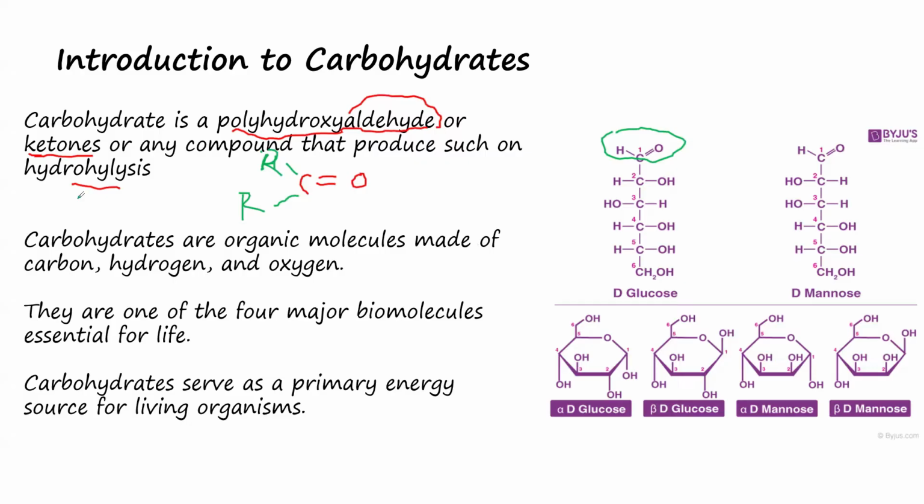More importantly, carbohydrates are organic molecules that are made up of three major elements: carbon, hydrogen, and oxygen. You can see clearly in D-glucose and D-mannose that there are just three elements: the carbon, hydrogen, and oxygen. So these are the major elements found in carbohydrates.